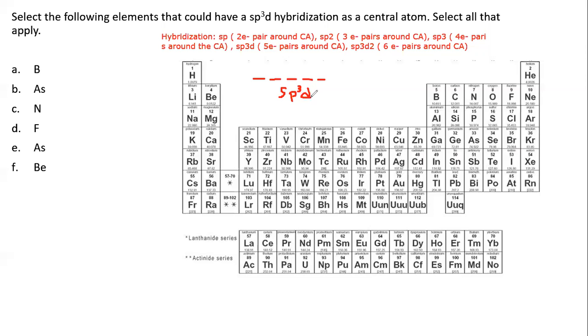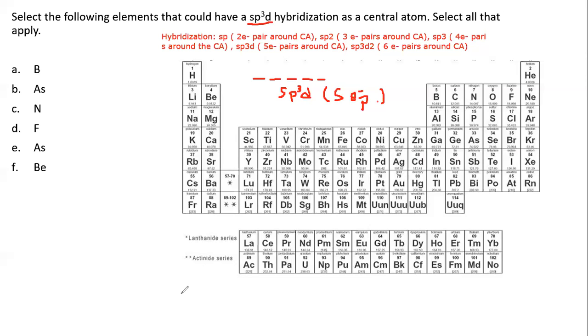And this is why, for example, phosphorus can have up to 5 bonds, because it can have sp3d orbitals. So sp3d orbitals means you have to have 5 electron pairs around the central atom. And so they have 5 electron pairs. This would have an expanded octet.